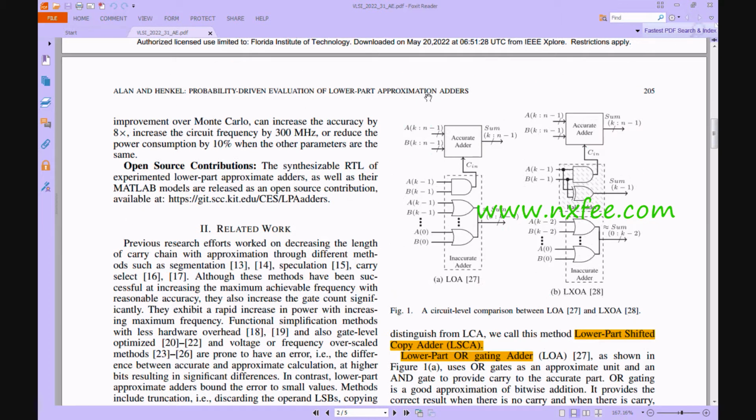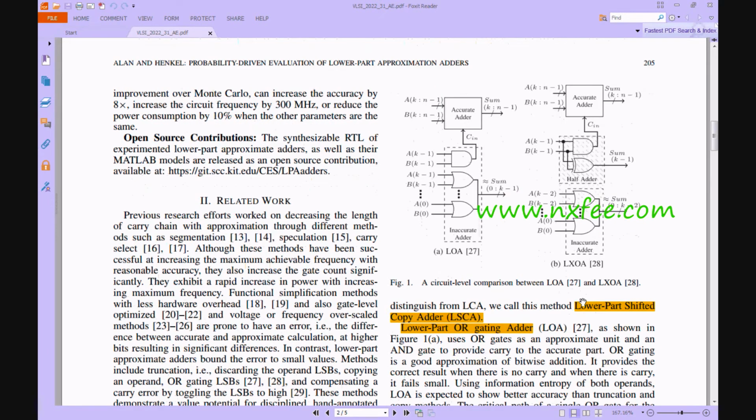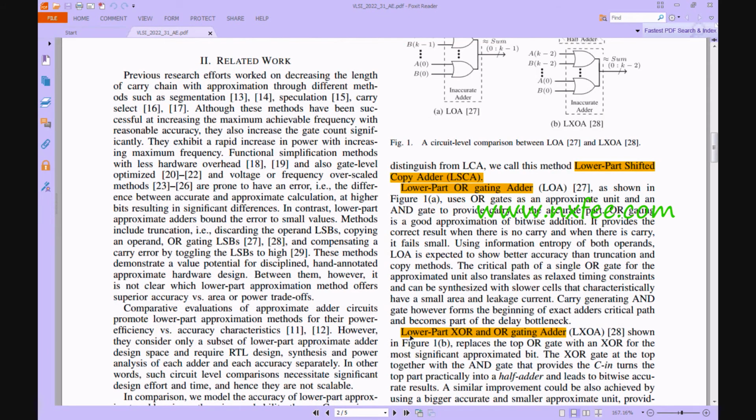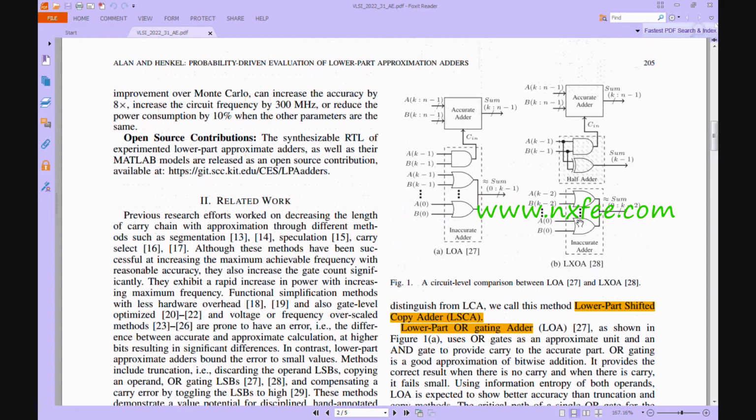Here this is the existing adder, that is a LOA, the lower part OR gating adder. And section B is a LXOA, the lower part XOR and OR gating adder. So these two adders are given.